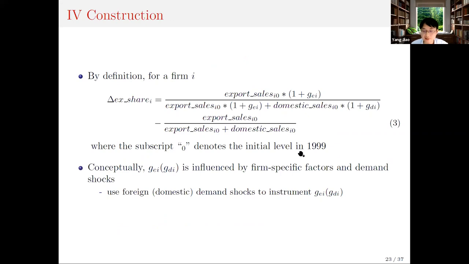However, there are endogeneity concerns, as I mentioned at the beginning, right? So in order to solve those endogeneity concerns, what do we do? At the firm level, when the firm's export sales increase, it can be driven by the firm's own characteristics or foreign demand shocks, right? So we will try to use foreign demand shocks to instrument the firm's growth rates in these export shares, so that we can have an instrument for this change in export shares. So that's the basic idea.